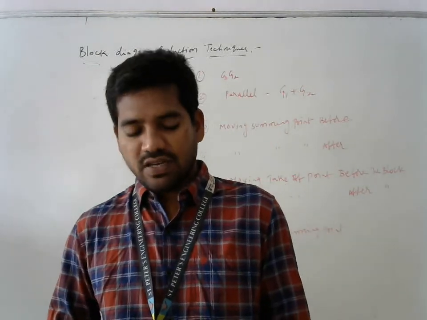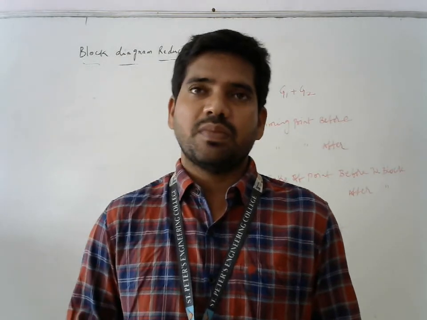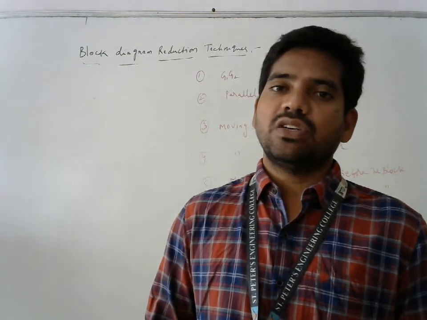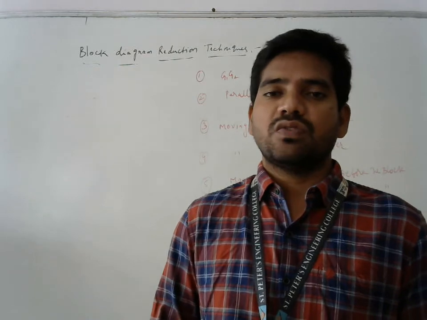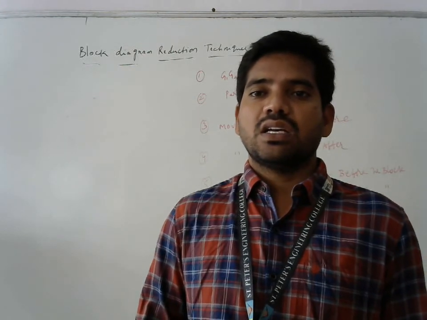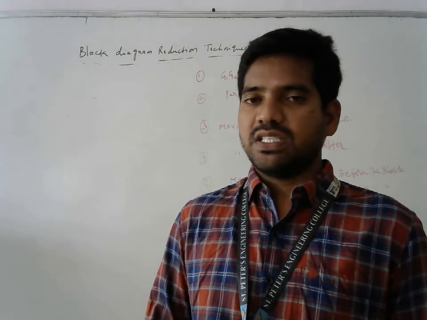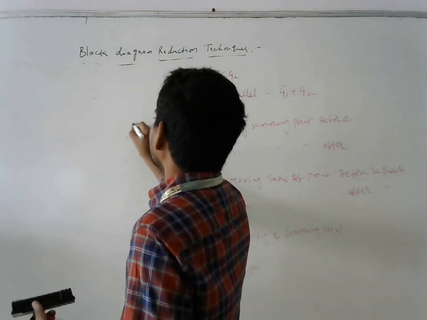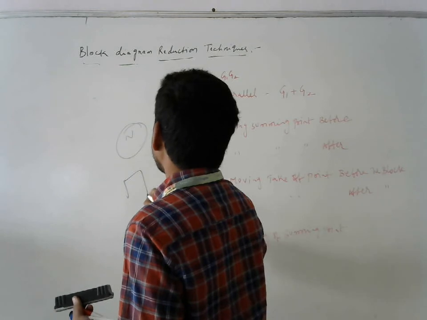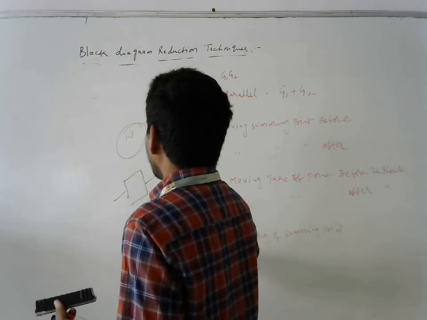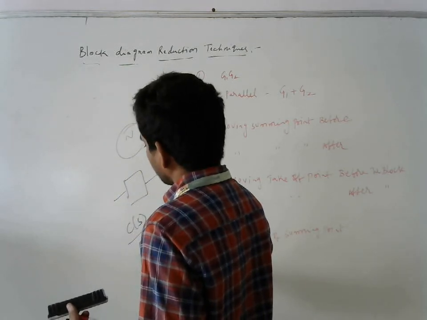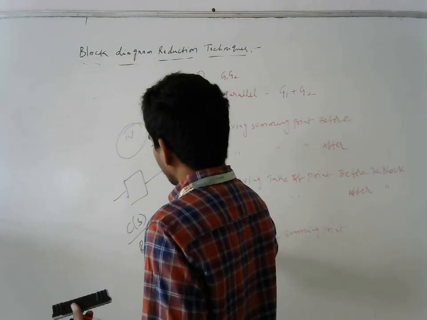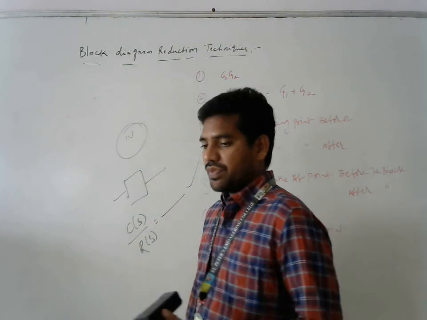The advantage of block diagram reduction is that it is very easy to find the transfer function in a simple manner. For example, you are having n number of blocks. We are going to convert those n blocks into a single block, and then find out the transfer function C of S by R of S very easily.